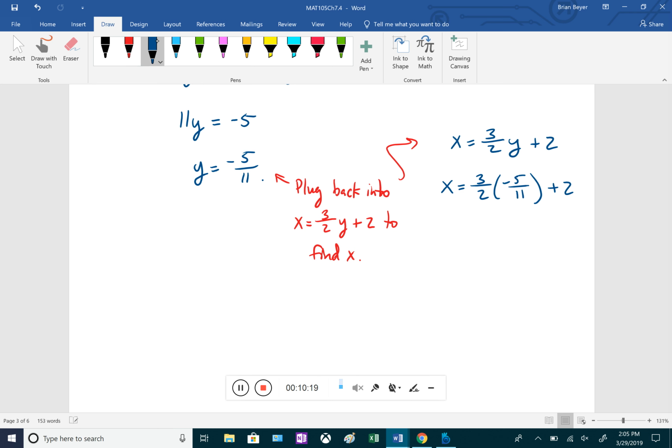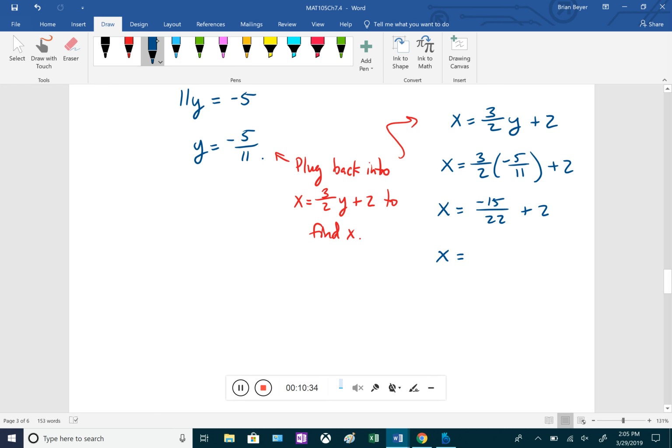And we get 3 times negative 5 is negative 15, 2 times 11 is 22. So negative 15 over 22 plus 2. We would have to get common denominators here, a common denominator of 22. Instead of writing 2, we could rewrite 2 as 44 over 22. So 44 over 22 minus 15 over 22 would end up giving us 29 over 22.